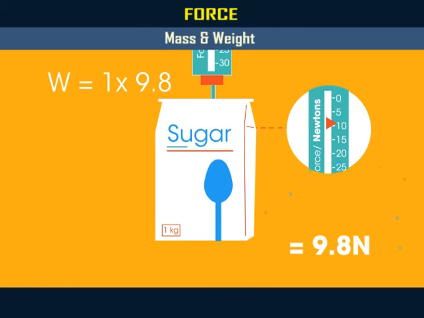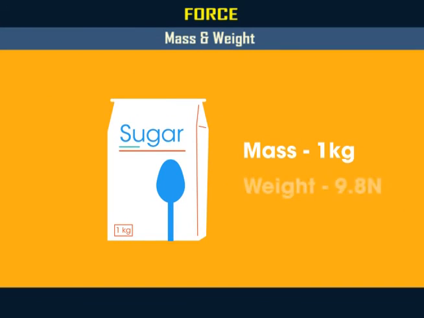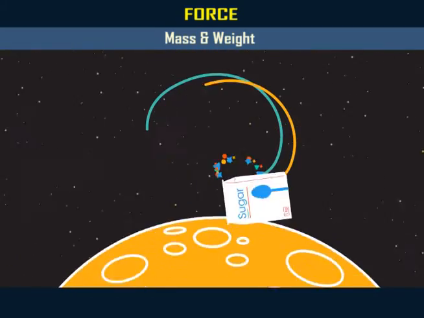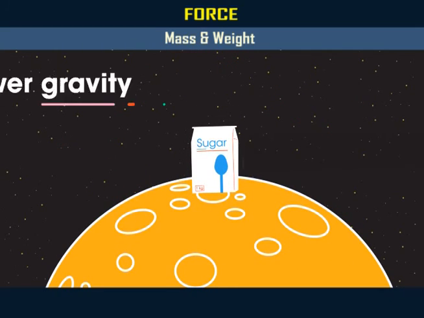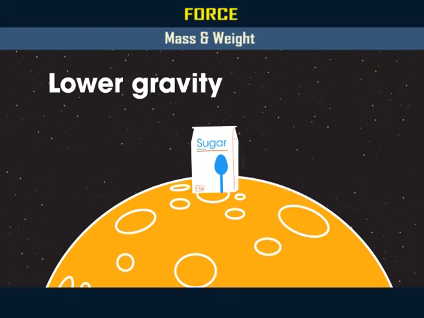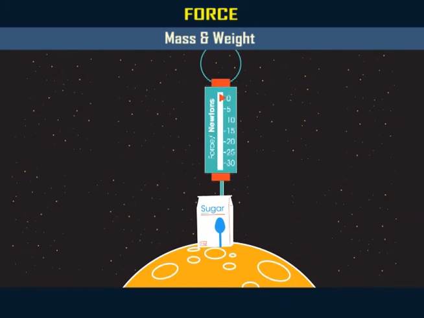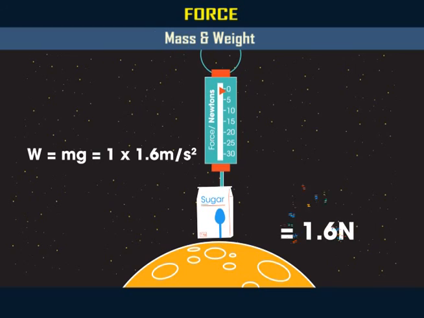Now, whereas the mass of an object does not change from place to place, weight does change. And that is because the force of gravity is different from place to place. Consider the same object now on the moon's surface. It is known that the moon's gravity is 1.6 newtons per kilogram, meaning that for every 1 kilogram, the moon exerts a force of 1.6 newtons. And therefore, an object of mass 1 kilogram will weigh 1.6 newtons on the moon's surface.